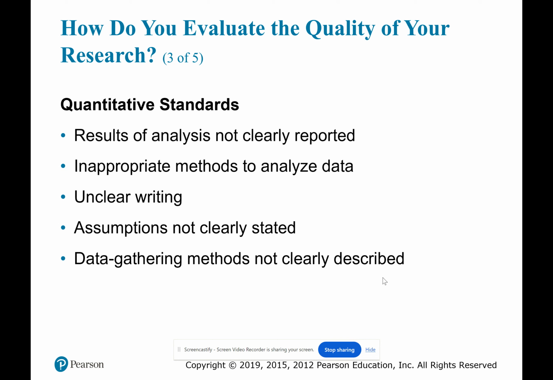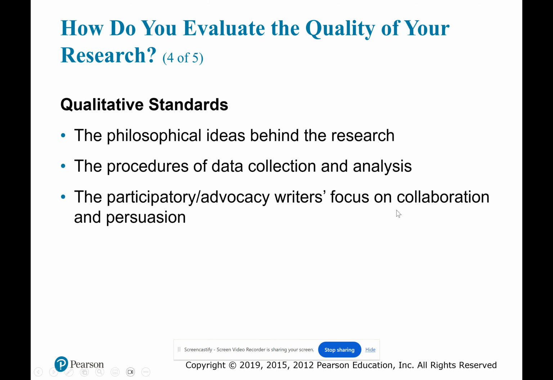Let me move forward. So here's some of the other shortcomings that they found in their study. The results of the analysis weren't clearly reported, so you really want to make sure you focus on that. There are inappropriate methods to analyze the data. There's unclear writing, so you want to be very specific and concise. The assumptions were not clearly stated, and data gathering methods not clearly described. So all of those things are super important when you are writing your research.